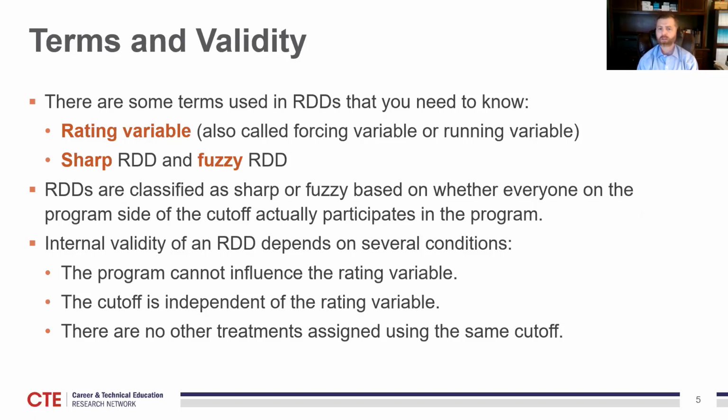The converse is what we call a fuzzy regression discontinuity design. In a lot of real world applications, a fuzzy regression discontinuity might be the more likely scenario. It can be the case that not everyone complies with their treatment assignment based on that rating variable and that cutoff score. Continuing the CTE example, it might be the case that some students had rating scores above the cutoff, so they would be eligible to enroll in some sort of CTE focused program. Some of those students might choose not to enroll, even though they were offered a spot.